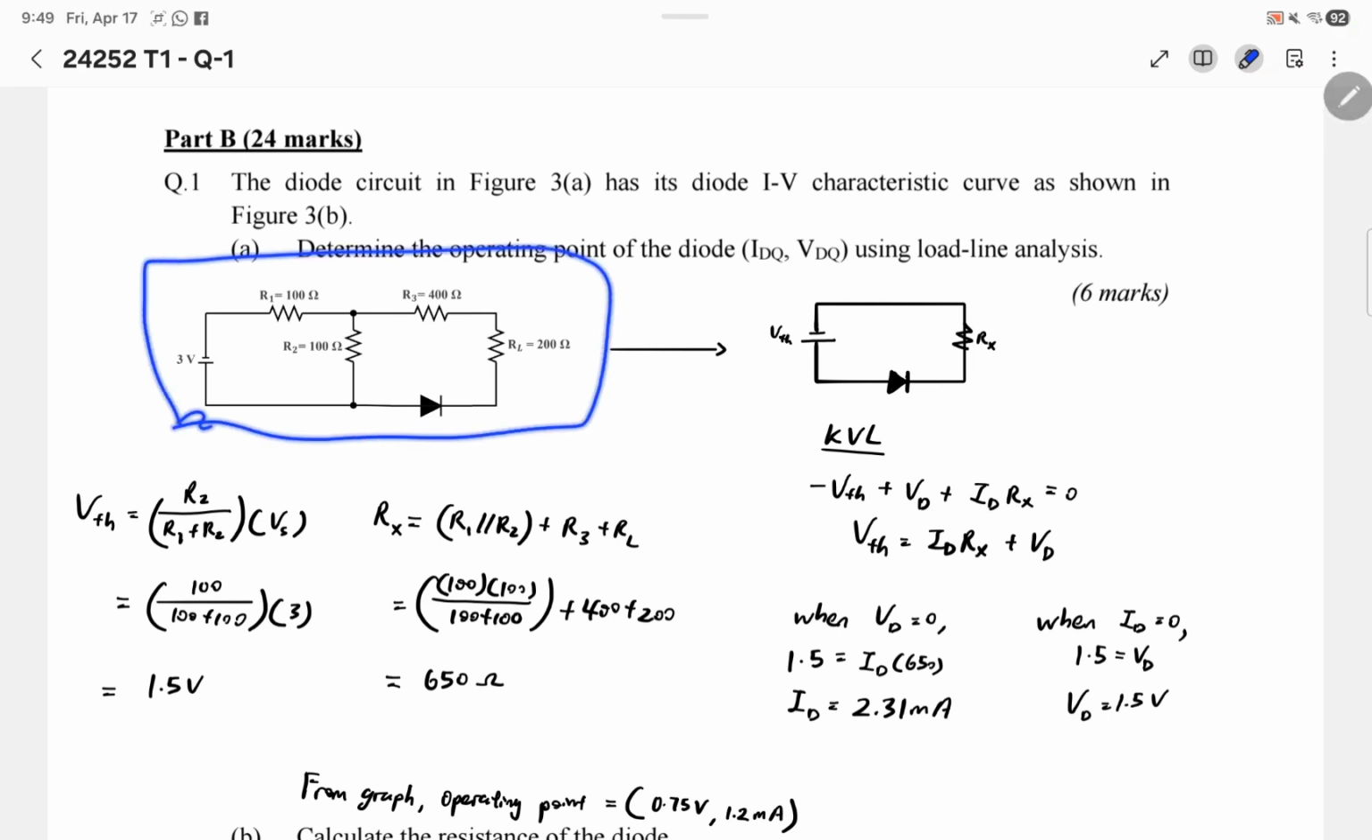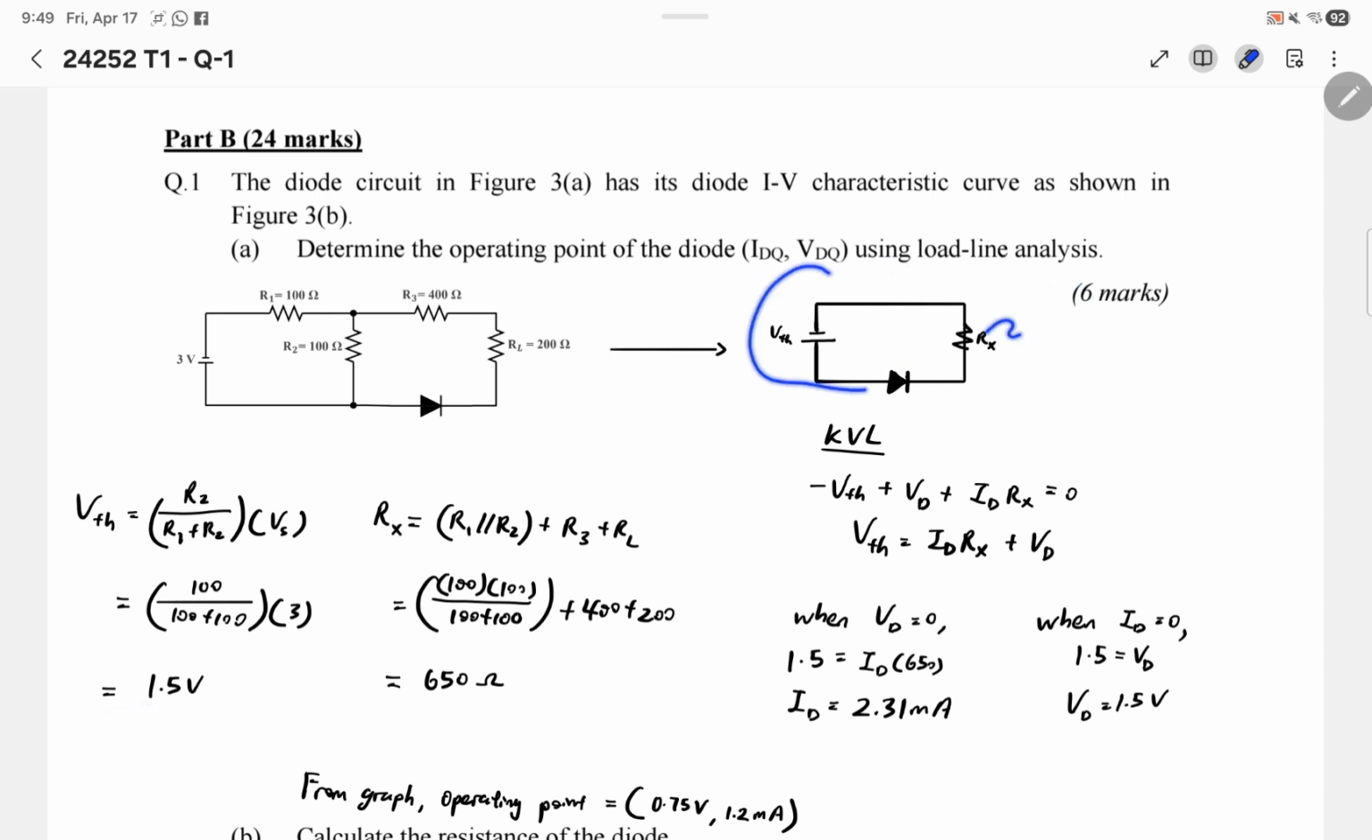So this is the given original circuit, and we need to change it into a Thevenin circuit. First, we need to find the Thevenin voltage using the voltage divider. Since the diode has been removed from the original circuit, it becomes an open circuit, and these two resistors are not considered in our calculation. Using the voltage divider formula, we find the Thevenin voltage is 1.5 volt.